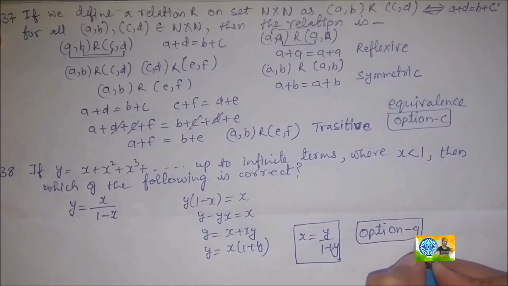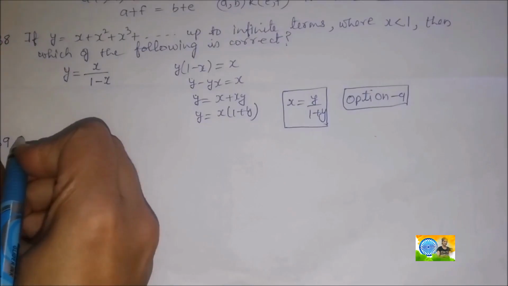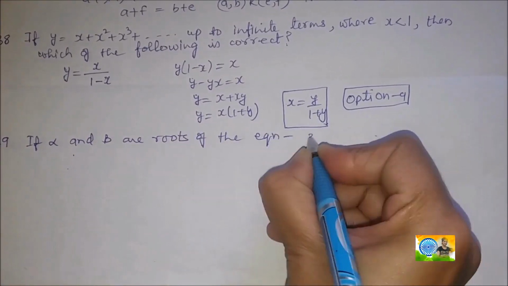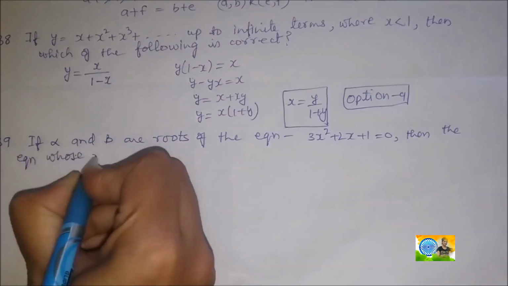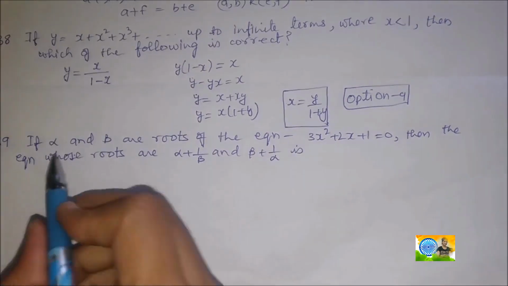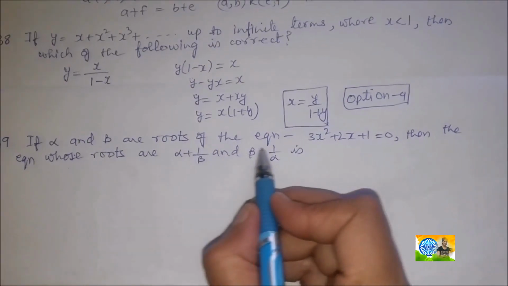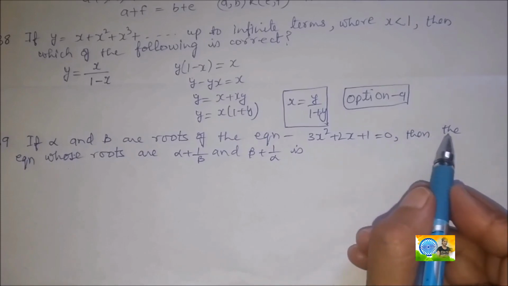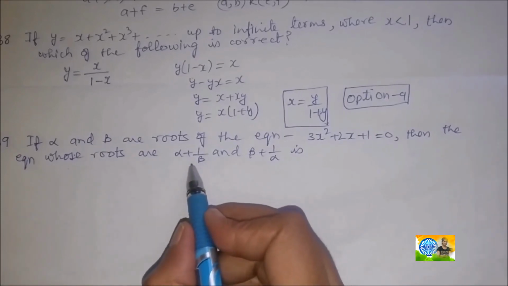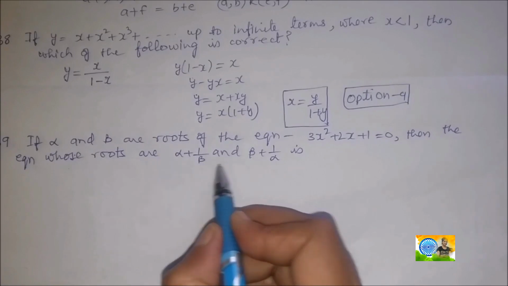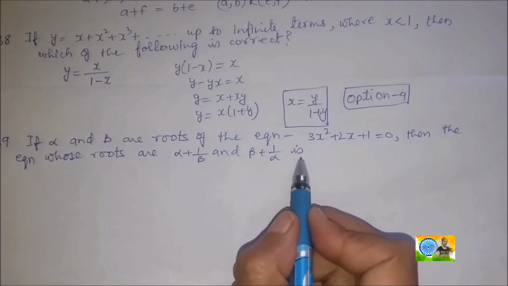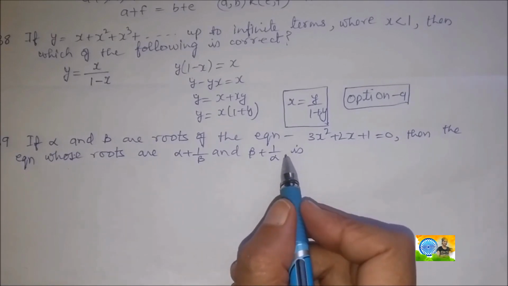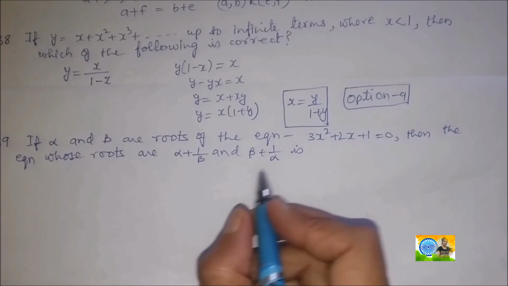Let us now see question number 39. If alpha and beta are roots of the equation 3x square plus 2x plus 1 equal to 0, then the equation whose roots are alpha plus 1 upon beta and beta plus 1 upon alpha is. So in this question we need to frame an equation.